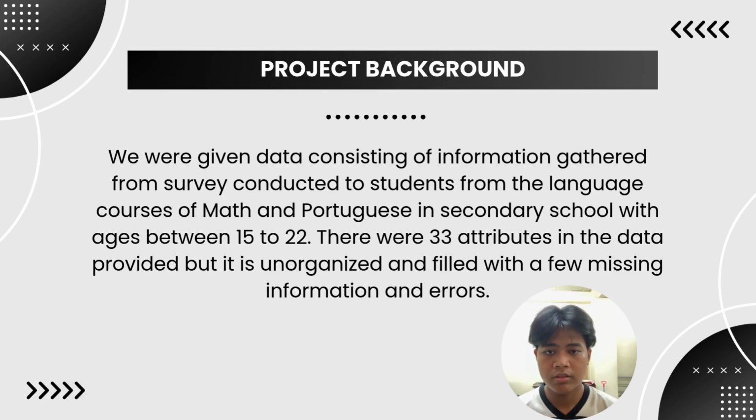So first of all, we talk about our project background. Our project background is we were given data consisting of information gathered from a survey conducted on students from the language courses of Math and Portuguese in secondary school, with ages between 15 and 22. There were 32 attributes in the data provided, but it is unorganized and filled with a few missing pieces of information and errors.